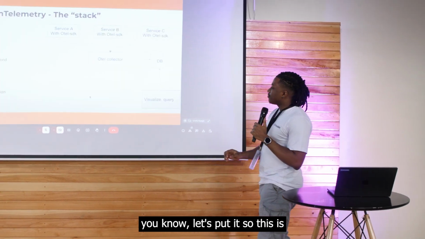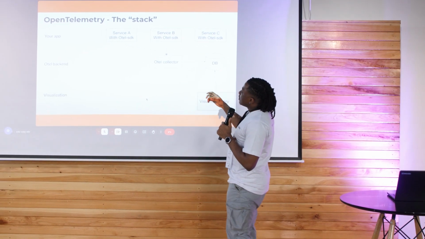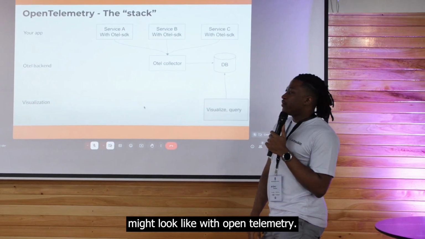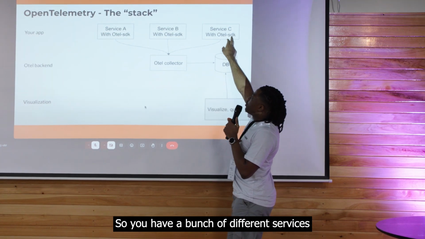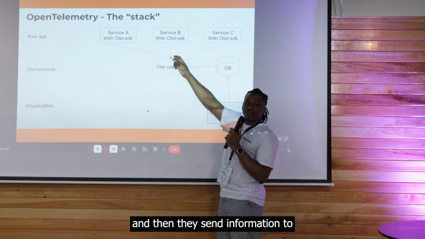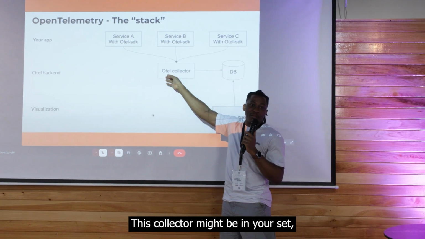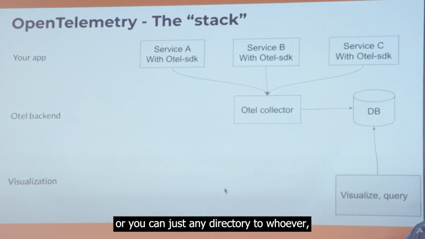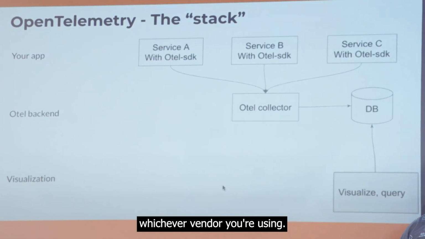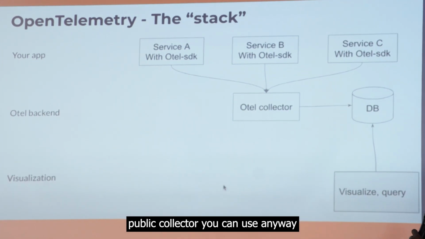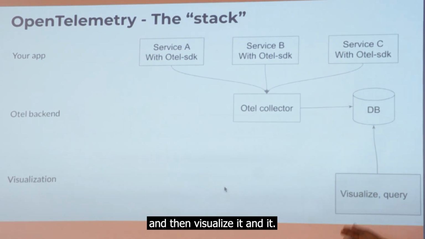So this is what your system might look like with OpenTelemetry. You have a bunch of different services which you integrate an SDK in, and then they send information to a collector. This collector might be in your cluster, or you can just send it directly to whichever vendor you're using, since they probably already have a public collector you can use anyway. And then visualize it and query it.